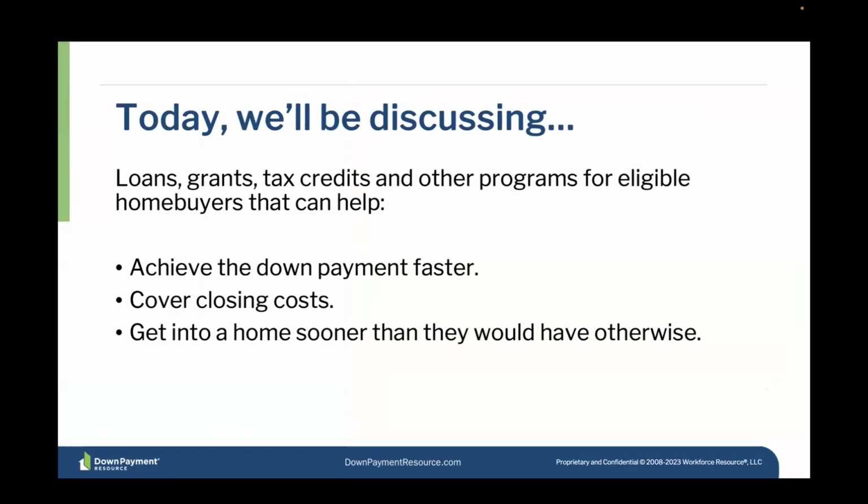Today, we're going to talk about loans, grants, tax credits, and other types of homebuyer assistance programs that can help achieve the down payment faster, cover closing costs and potentially other costs related to home buying, and ultimately help aspiring buyers get into a home sooner than they could have otherwise, or sooner than they thought they could.